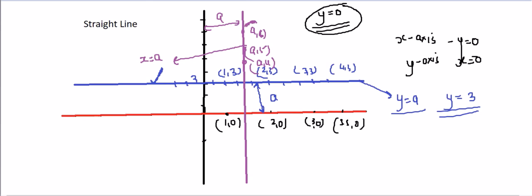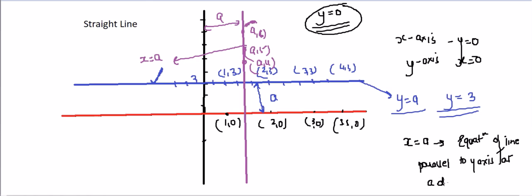So in short, we can say the equation of a line parallel to the y-axis at a distance of a from it, the equation will be x equals a. This is the equation of a line parallel to y-axis at a distance a from it. And this is the equation of a line parallel to x-axis at a distance of a from it. So these are just the basic straight line equations.